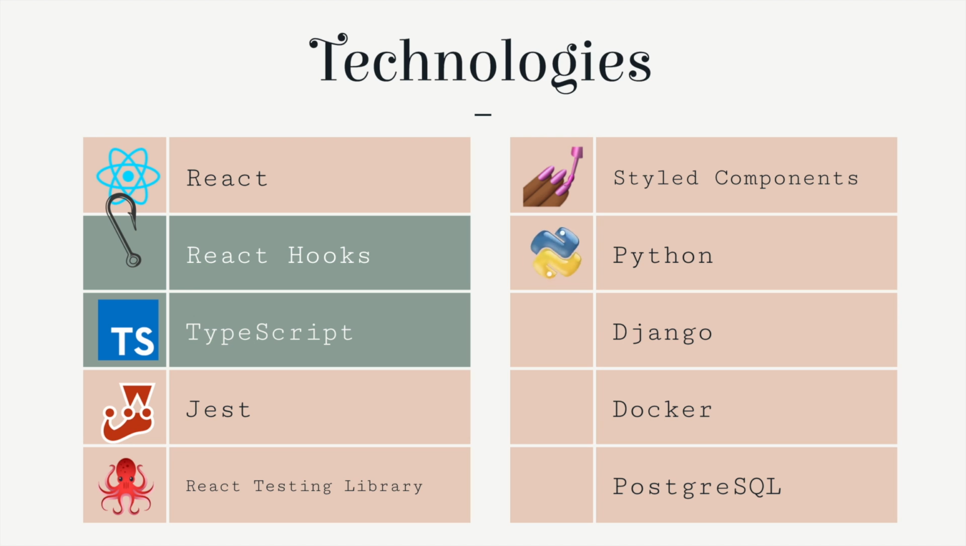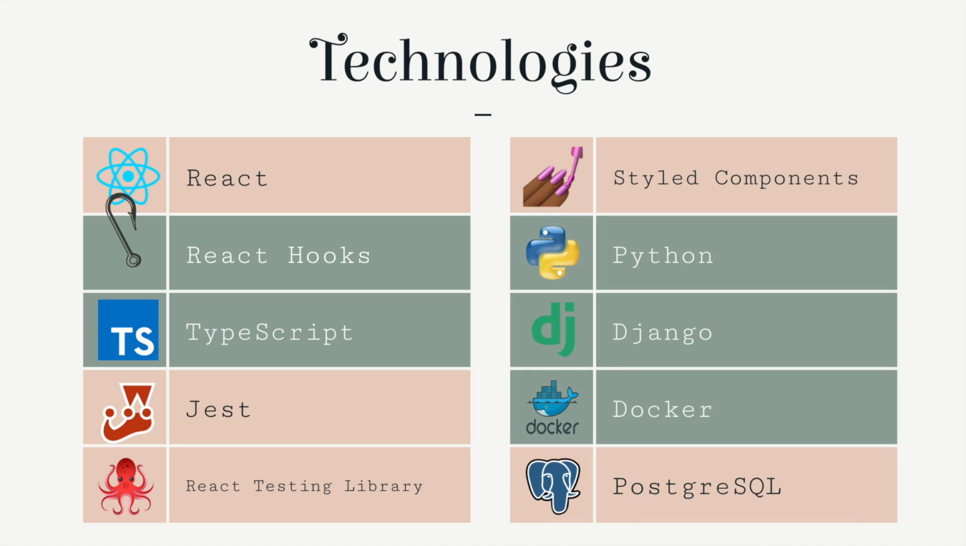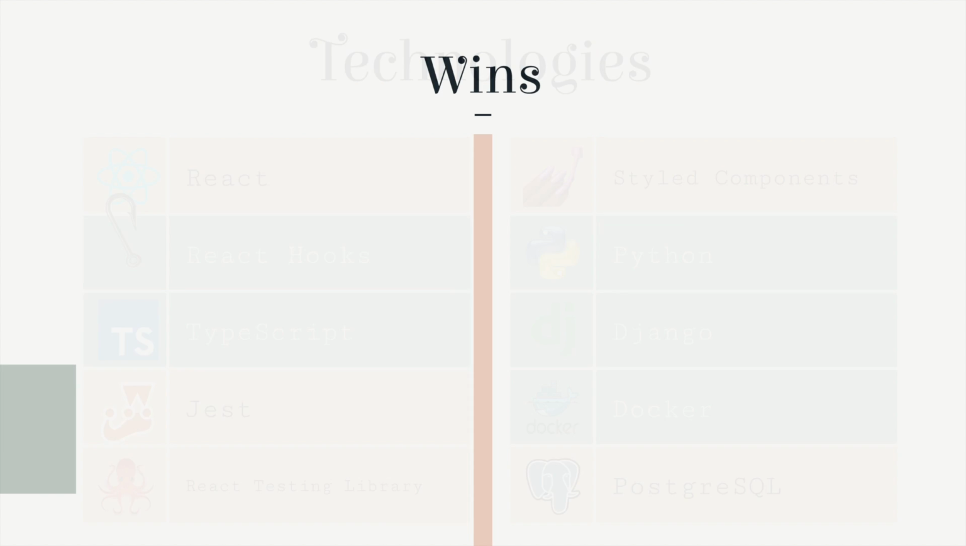On the back end, we used Python as our language, Django, a Python-based open source framework, Docker, a virtual environment to deliver software and packages called containers, and PostgreSQL as our database management system. The new technologies used on the back end were Python, Django, and Docker. Now here's Norma to talk about our challenges and wins from the project.